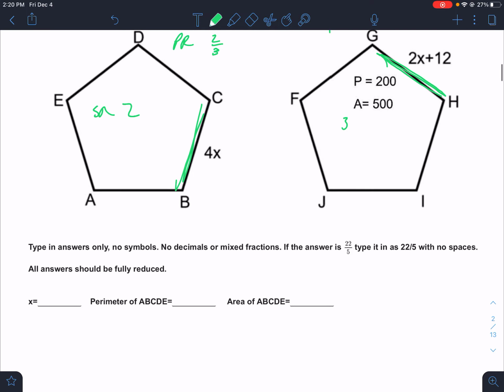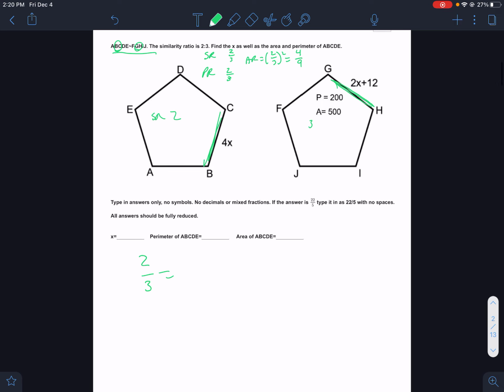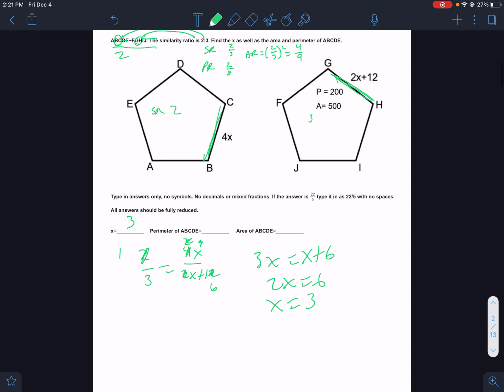So we have three proportions we're going to set up here. First, we're going to say that 2 over 3, and remember, that's in the order that they named them in, so that's 2 to 3. 2 over 3 is going to equal 4x over 2x plus 12. Well, I can reduce 2 and 4 to 1 and 2. I can reduce 2 and 12 to 1 and 6. And so I'm left with 3x equals x plus 6. So 2x equals 6, so x equals 3. Boom, got it.